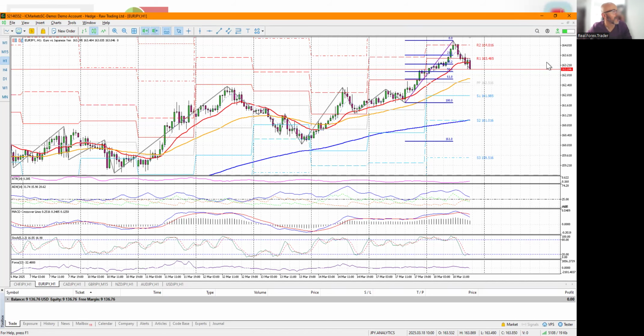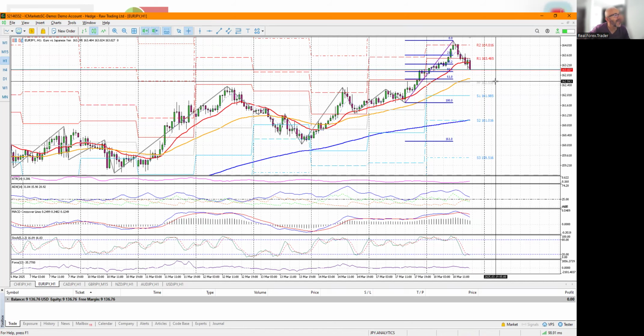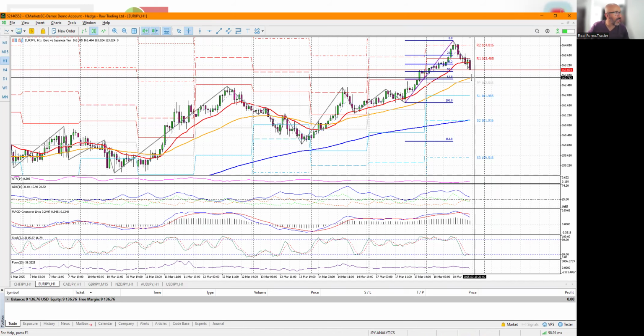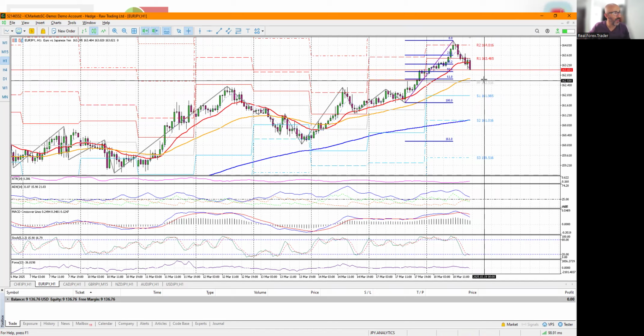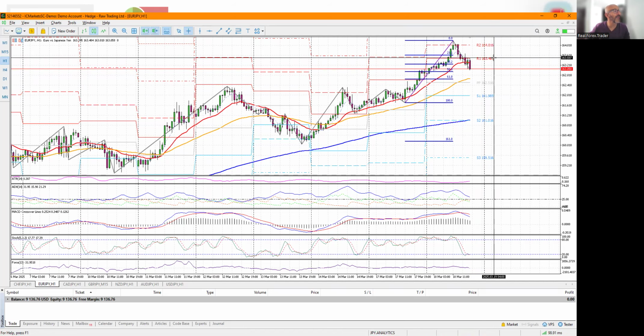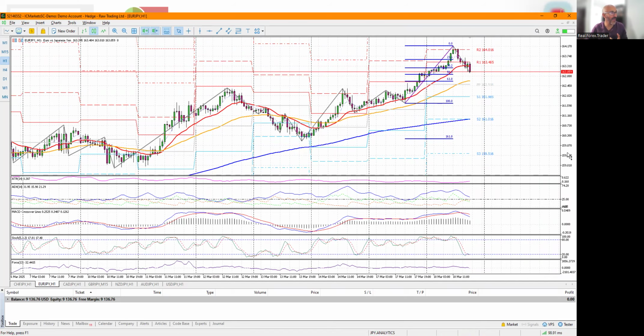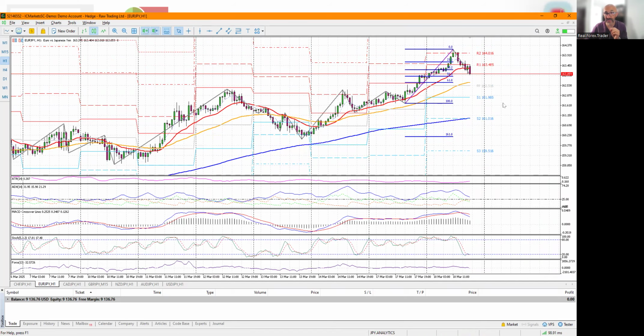So I have two options. Either set a limit order right here on the very support of the EMA 50, or I could enter here, right above this level, as a stop order. So I would have to check the possibility and the viability of this trade.